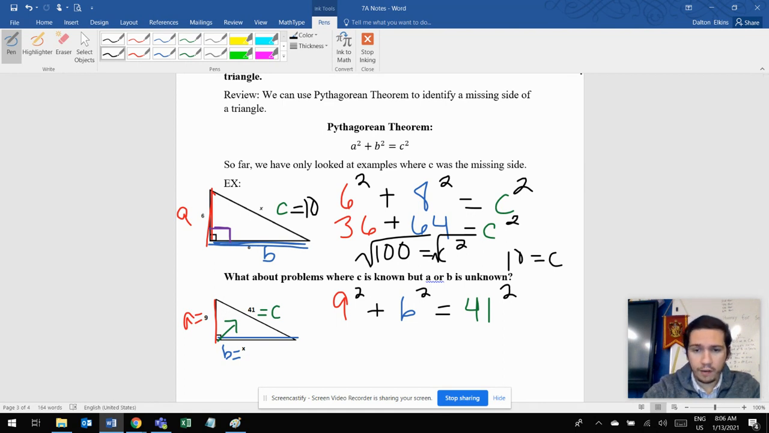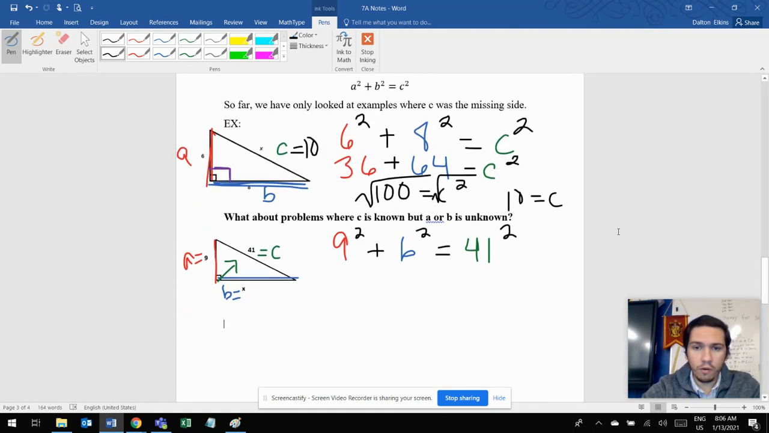Now this is going to be a little different. What we don't have access to anymore is c, we have b. But we're going to treat it pretty much the exact same way and do kind of the same first steps here. We get 81, which is 9 squared. And then b squared, but we still don't know what that is. That's equal to 41 squared. You're probably going to have to put that in your calculator. I doubt you could do that in your head. 1681.